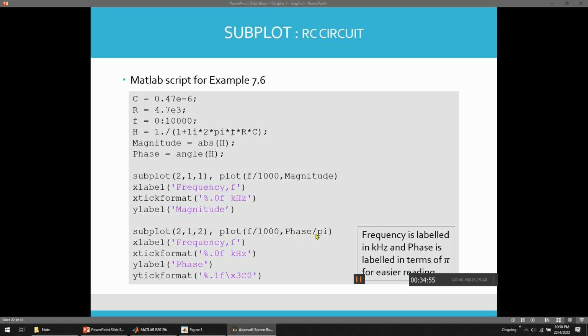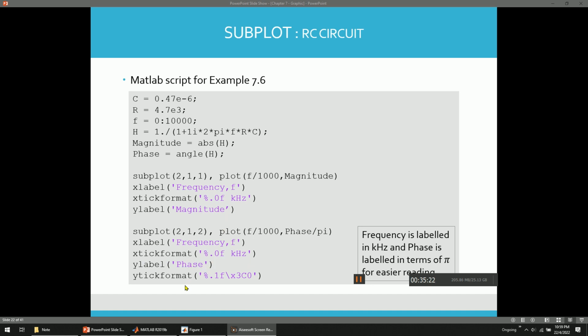Phase divided by pi, you want to change the angle. Remember, this is in radian, when you use this code it is automatically in radian. MATLAB prefers radian instead of degree, so you have to change the radian into degree. How? You just divide by pi. This is the xlabel, frequency, and this one just ticks the same thing.